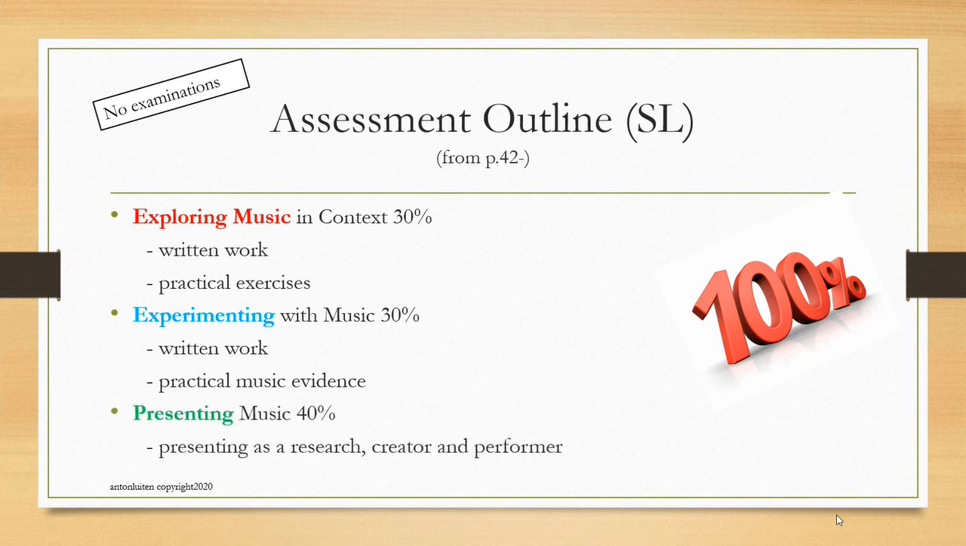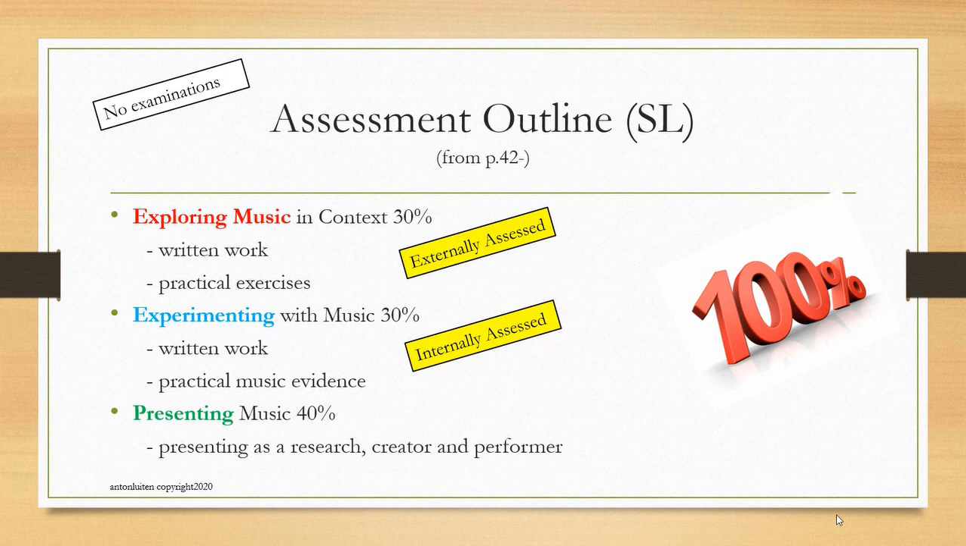Finally, presenting music is worth 40%, which consists of program notes, maximum 600 words, composition or improvisation, maximum of 6 minutes, and presenting as a solo and/or ensemble performance, maximum 12 minutes, as well as performance excerpts, a maximum of 2 minutes. Experimenting with music is assessed internally, whereas exploring music and presenting music are assessed externally. For all of the details, refer to the guide from page 44.